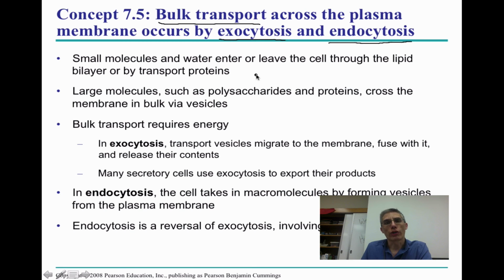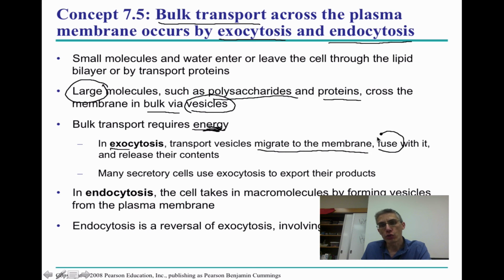Small molecules in water will enter or leave the cell, again, through the lipid bilayer or the transport proteins that we had talked about. But when you talk about larger molecules, such as a polysaccharide and some proteins that are pretty big, they're going to cross the membrane in bulk, via the vesicles that we had talked about back in Chapter 6. Now, bulk transport is going to require energy on the part of the cell, so this is a form of active transport.